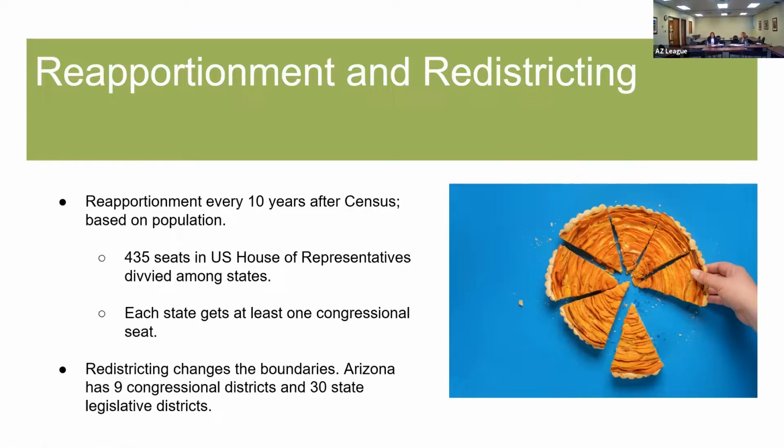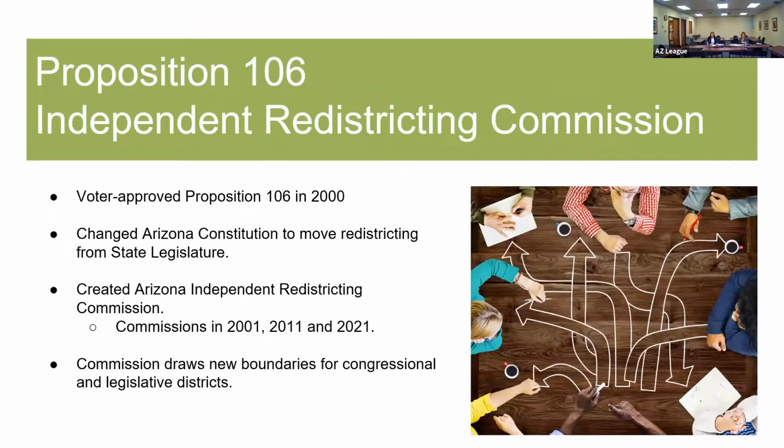And Arizona, like many other states before 2000, left it to the state legislature to make those decisions. But because of concerns about partisanship, in 2000, the voters approved an initiative, Prop 106, and decided to create an independent redistricting commission. And it's really a leader in the nation in this model.